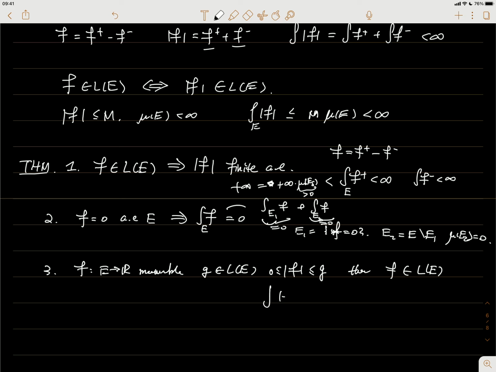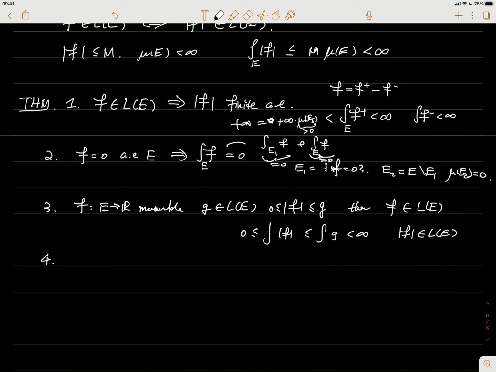So if we take the integral of the absolute value of f, that will be less than or equal to the integral of g. But the integral of g is a finite number because g is integrable. On the other side, it's greater than or equal to 0. So that means the absolute value of f is integrable, and we know that this is integrable if and only if f itself is integrable. Okay, so that's why this is true.